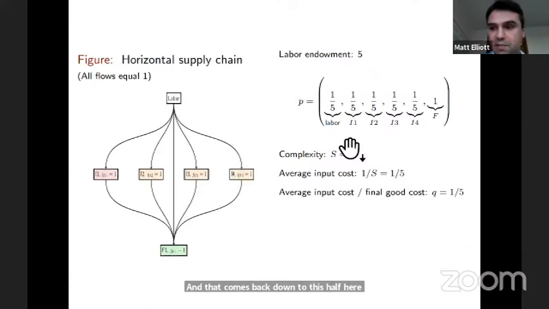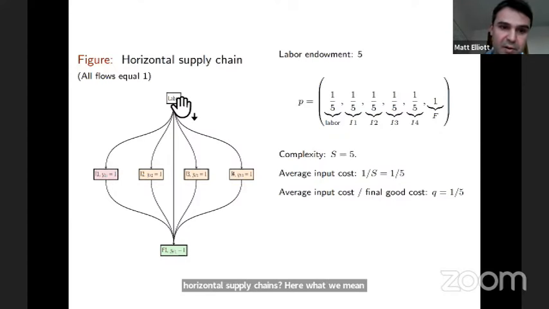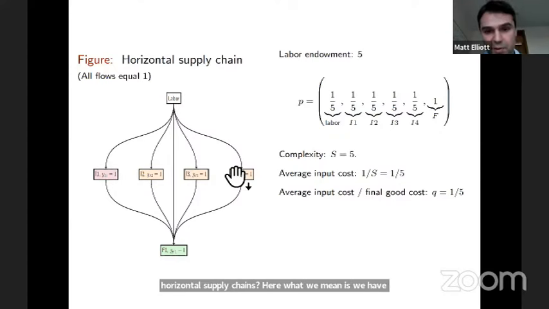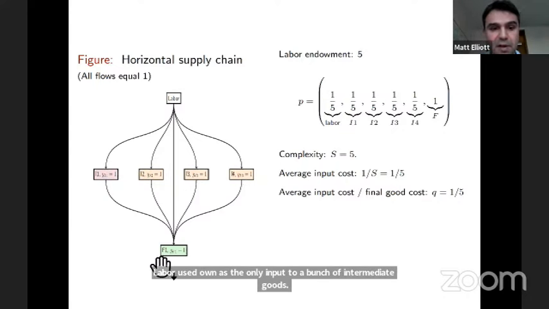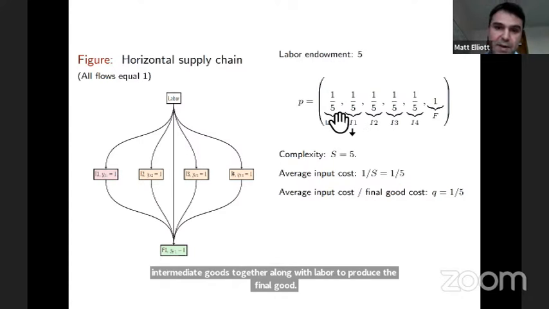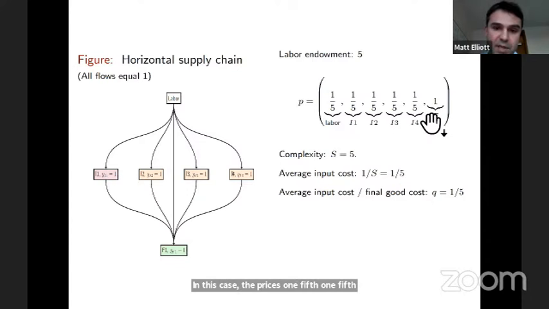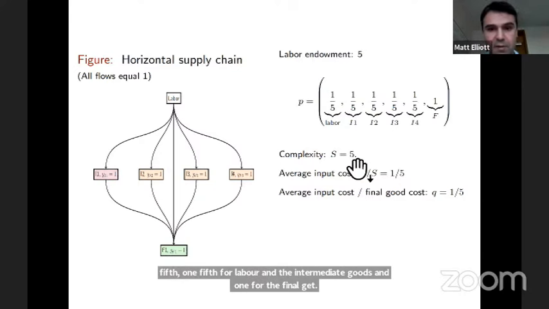A second example that's going to be useful is that of horizontal supply chains. Here, what we mean is we have labor used as the only input to a bunch of intermediate goods, again, I1 to I4 here. And the final good F1 here is going to combine all of the different intermediate goods together along with labor to produce the final good. In this case, the prices are one-fifth, one-fifth, one-fifth, one-fifth, one-fifth for labor and the intermediate goods, and one for the final good. The complexity is still five.